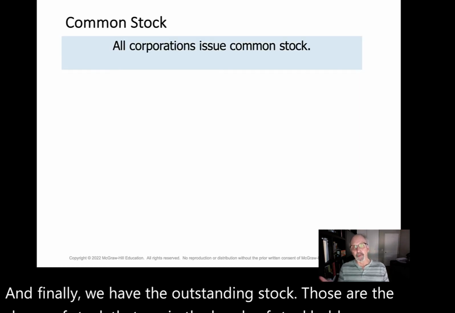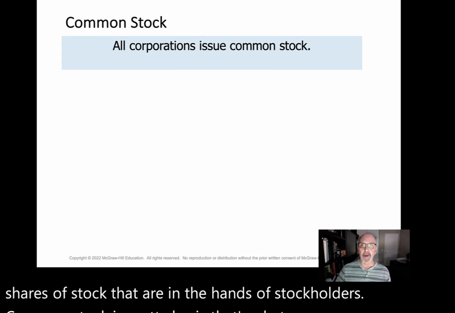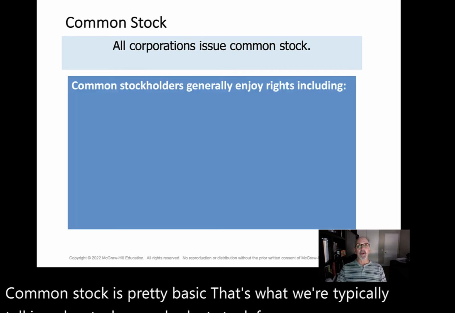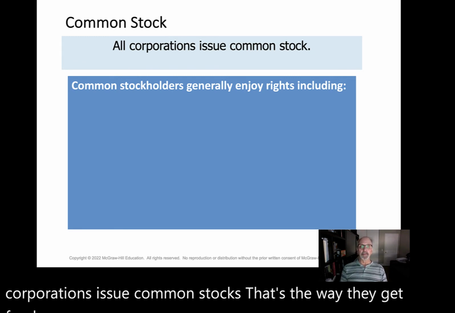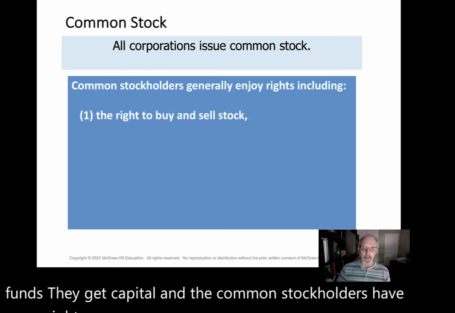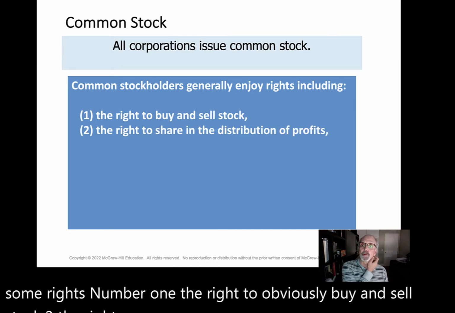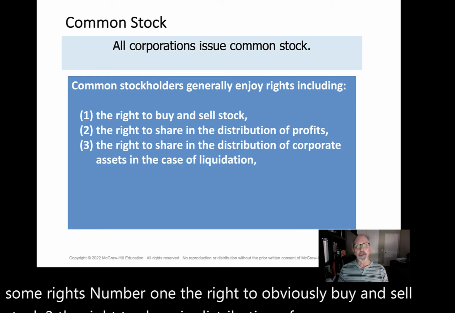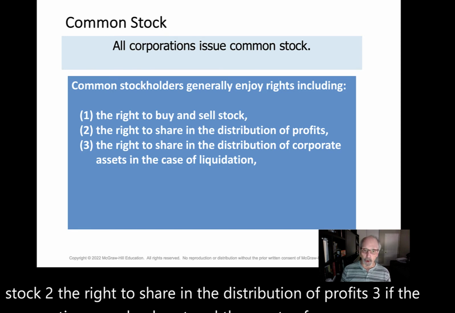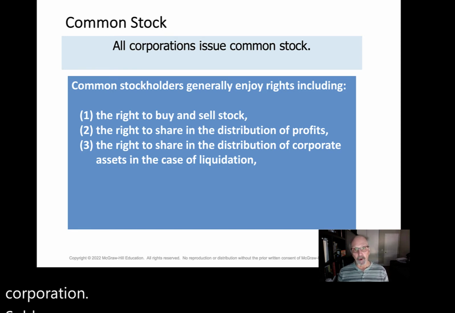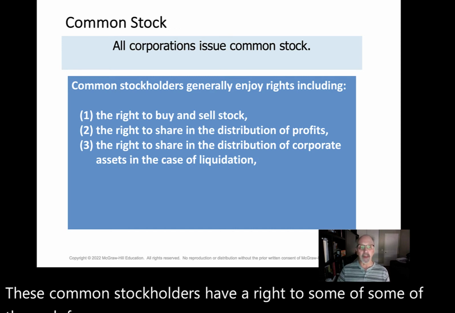Common stock is pretty basic. That's what we're typically talking about when we look at stock for a corporation. All corporations issue common stock. That's the way they get funds, they get capital. And the common stockholders have some rights. Number one, the right to obviously buy and sell stock. Number two, the right to share in the distribution of profits. Number three, if the corporation goes bankrupt and the assets of the corporation are sold, these common stockholders have a right to some of the cash from the liquidation of those assets.